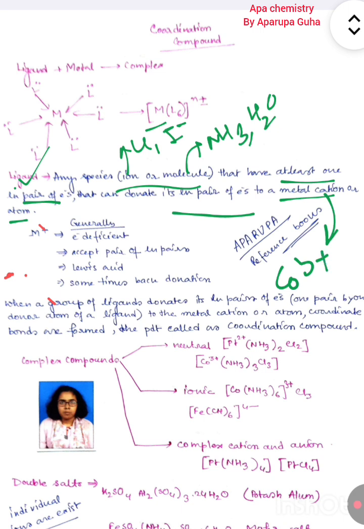Metal cation means cobalt 3 plus may be there. This is a cation. And atom, because sometimes nickel CO whole 4. In nickel CO whole 4, the nickel charge is actually 0. So nickel 0 means nickel exists as an atom in nickel CO whole 4. Okay, the actual oxidation state of nickel is 0. So here nickel exists as an atom, not a cation. Okay.